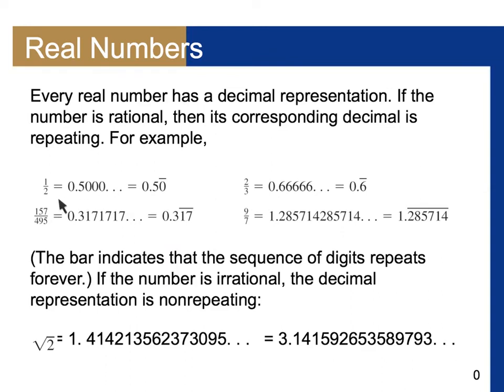So here's some examples of rational numbers where the decimal stops, 0.5 for 1/2. Repeats, 0.6 repeating for 2/3. This would have a repeating pattern of 0.17, 157 over 495. 9/7 has a repeating pattern. Notice for 7 as a denominator, it has a 6-digit repeating pattern, then it just repeats. These irrational numbers like square root of 2, the decimal just keeps going in a seemingly random fashion. There's no pattern there. Pi equals 3.1415. Keeps going, right?